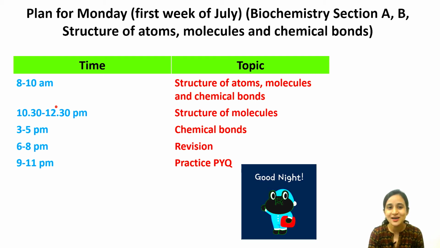So my day will start from 8 to 10 a.m. This is just an example. From 8 to 10 a.m., I will study structure of atoms, molecules and chemical bonds. Then a break for breakfast. From 10:30 to 12:30 I will study structure of molecules, and then we have the lunch break, and 3 to 5 p.m. will be for chemical bonds. Then we have the tea break, and then 6 to 8 we will revise the whole thing, and 8 to 9 will be the dinner break. After that we will practice PYQ, that is previous year questions.